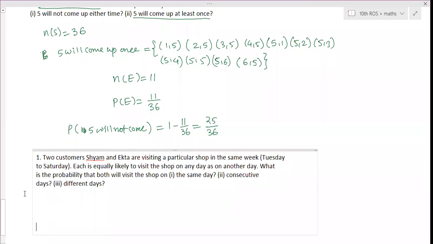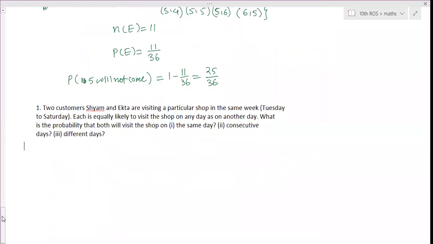This is the optional exercise, first question. Two customers, Sham and Ekta, are visiting a particular shop in the same week, that is from Tuesday to Saturday. Each is equally likely to visit the shop on any day as on another day. What is the probability that both will visit the shop on the same day?